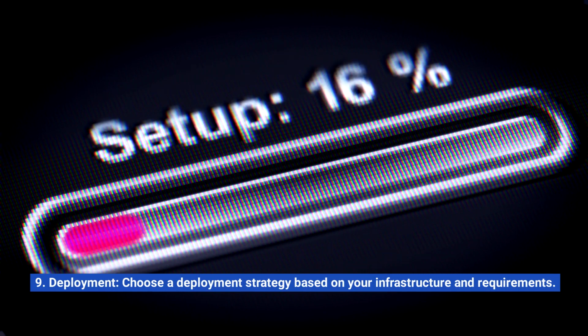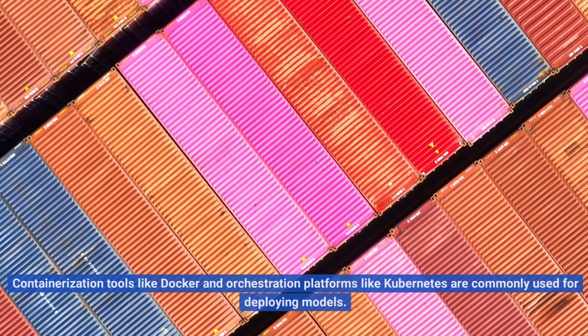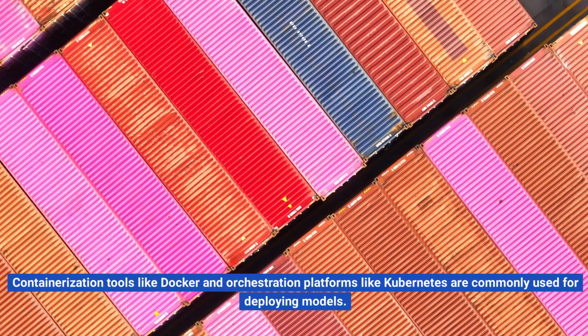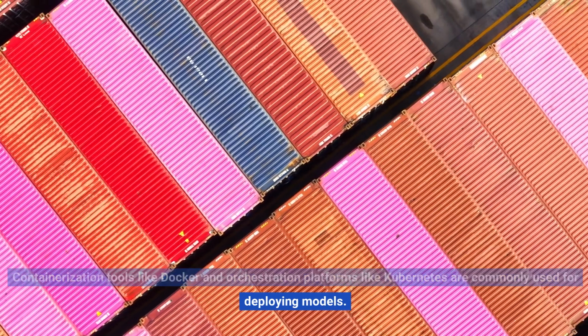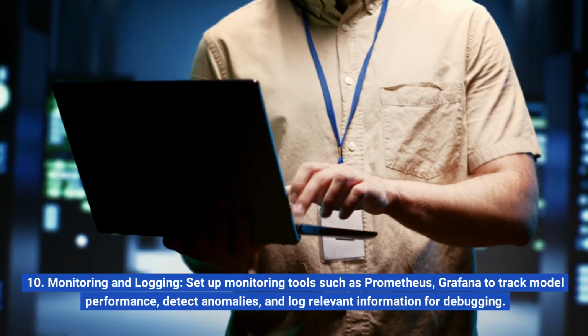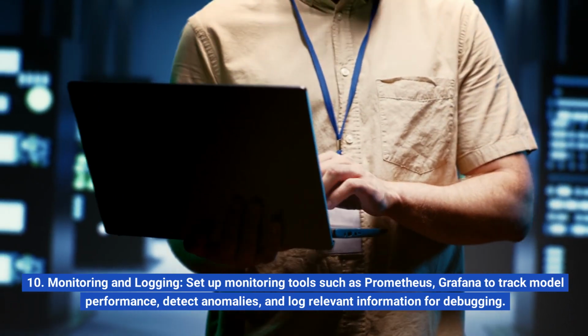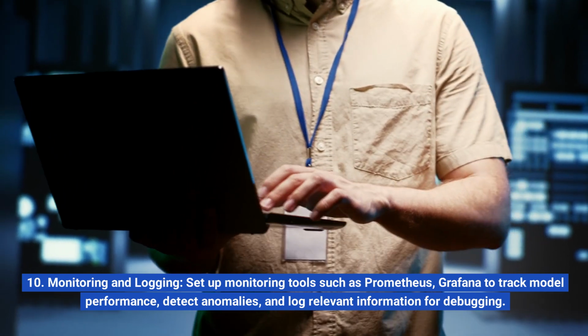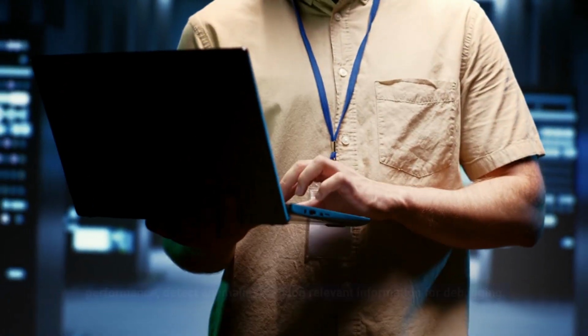Deployment. Choose a deployment strategy based on your infrastructure and requirements. Containerization tools like Docker and orchestration platforms like Kubernetes are commonly used for deploying models. Monitoring and logging. Set up monitoring tools such as Prometheus, Grafana to track model performance, detect anomalies, and log relevant information for debugging.